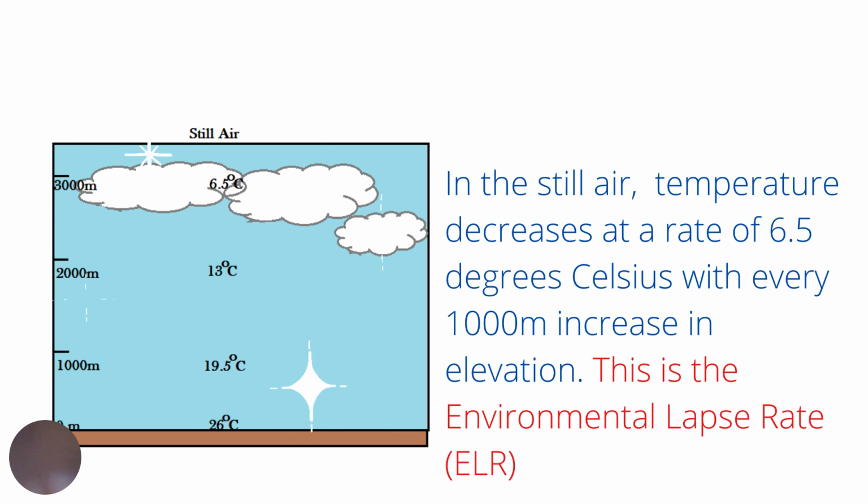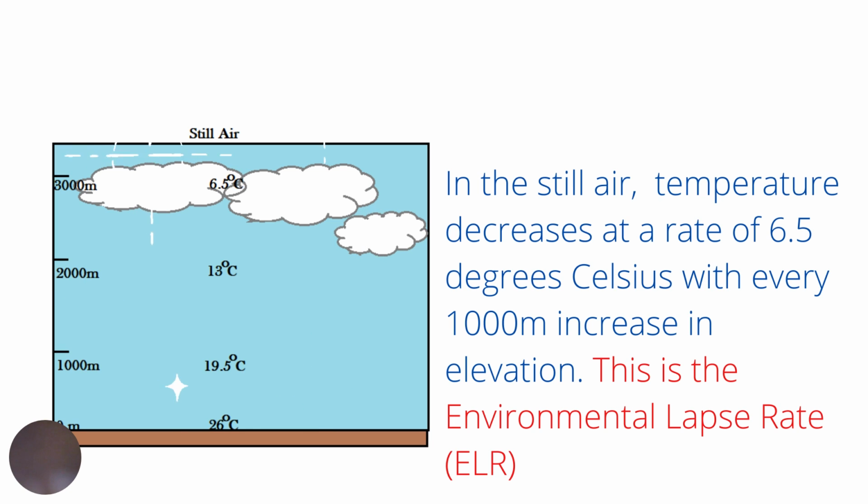So let's talk first about the environmental lapse rate. In still air that is not moving, the general atmosphere, the general troposphere, what we will find is that temperature will decrease at a rate of 6.5 degrees Celsius with every 1,000 meter increase in elevation. And so we refer to this as the environmental lapse rate.